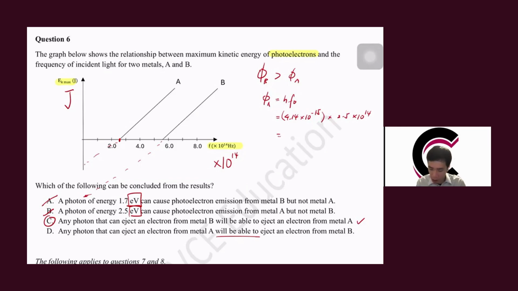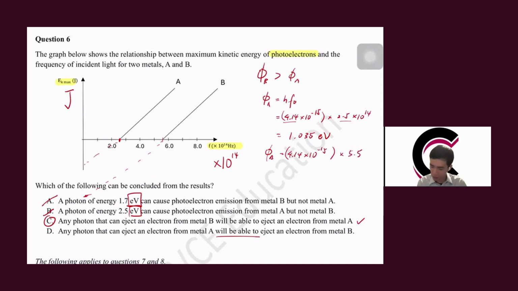We know that 4 times 2.5 should be very close to 10. Actually, you can do the calculations, and that gives you 1.035 electron volts. Otherwise, you can cancel out the 10 to the power of negative 15 and 14, and there's a 10, so you can cancel them out to save some time. But for this one, you just do it on the calculator if you really want to. I just want to show you it is a valid answer.